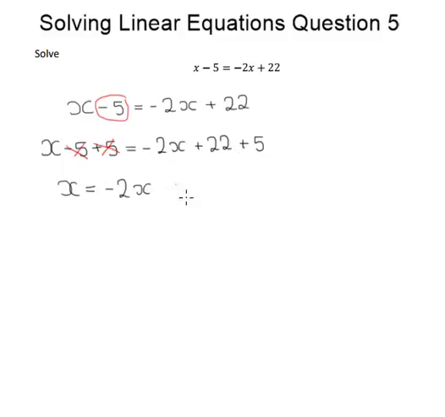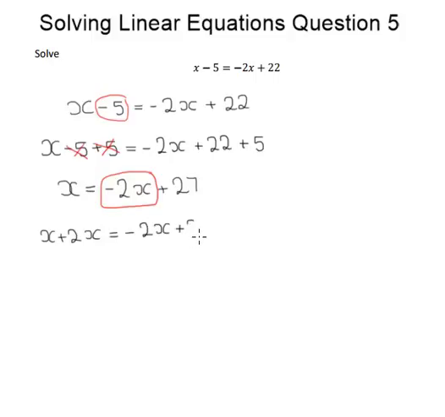We want all of the x terms on my left side. Well, have a look on my right at the moment. There's an x term here. So I have minus 2x. So what I need to do is, if I've got minus 2x, I need to add 2x to both sides. Remember, we do the opposite. So we're going to have 2x add x equals minus 2x add 2x plus 27.